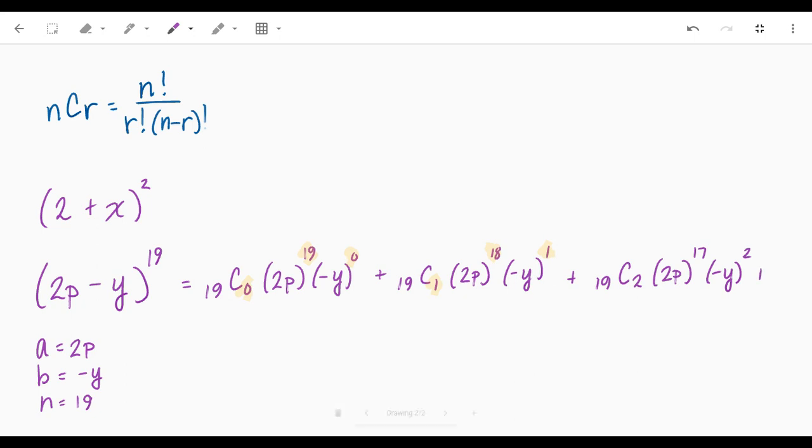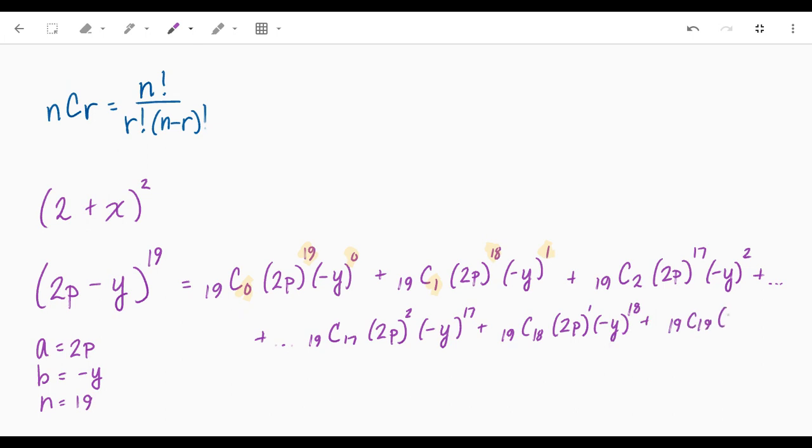And then we would go all the way to the end where we would end up with 19 choose 17, 2p to the 2, negative y to the 17, 19 choose 18, 2p to the 1, negative y to the 18, plus 19 choose 19, 2p to the 0, negative y to the 19.